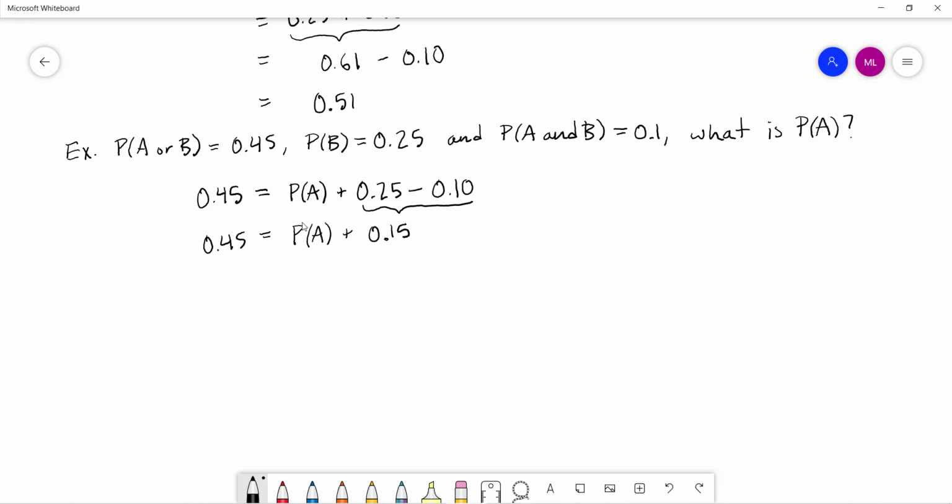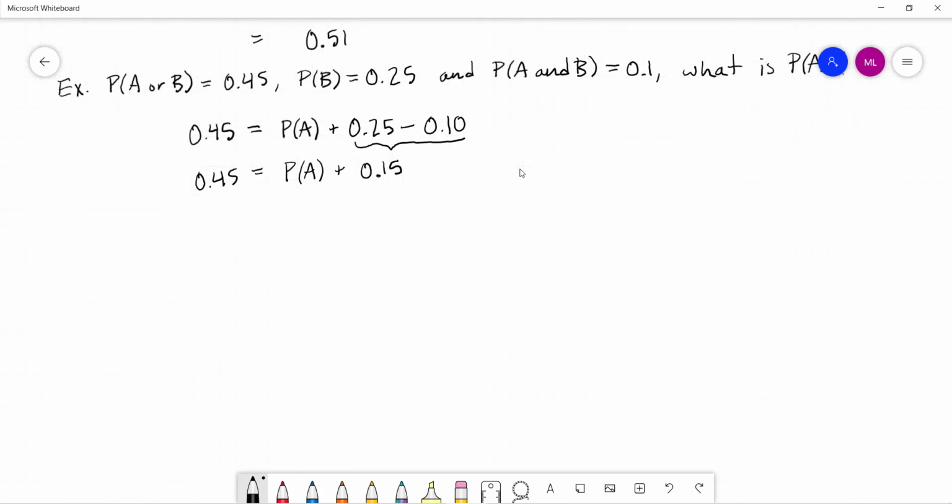I need to isolate this piece all by itself. So right now it has this 0.15 added to it. I need to undo that addition to get this piece by itself. So that means I need to subtract off 0.15 from both sides. I'm going to subtract this number off from both sides. And on this side, when I subtract it off, it'll just cancel out. And on this side, when I subtract 0.15 from 0.45, I will get 0.30. And there's our answer in that case.